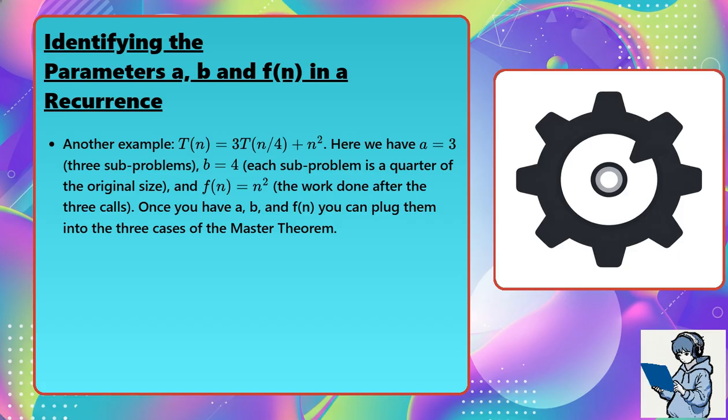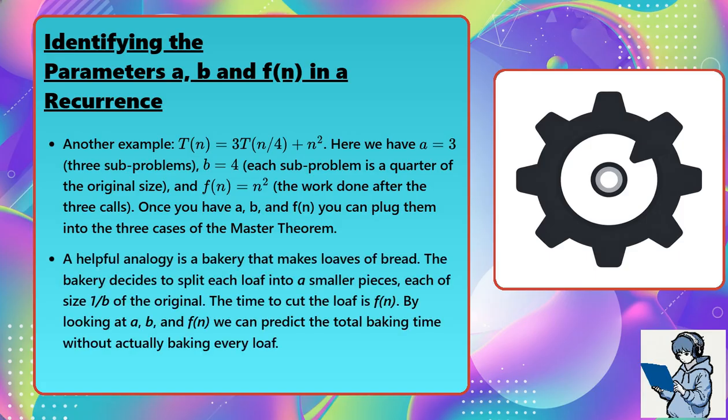Once you have a, b, and f(n), you can plug them into the three cases of the Master Theorem. A helpful analogy is a bakery that makes loaves of bread. The bakery decides to split each loaf into a smaller pieces, each of size 1/b of the original. The time to cut the loaf is f(n). By looking at a, b, and f(n), we can predict the total baking time without actually baking every loaf.